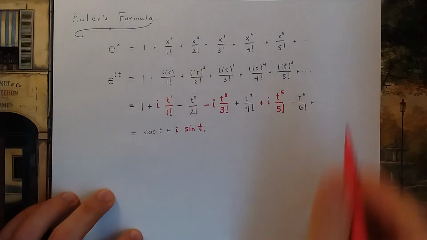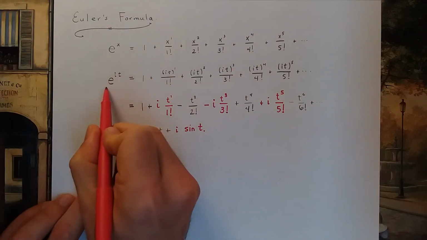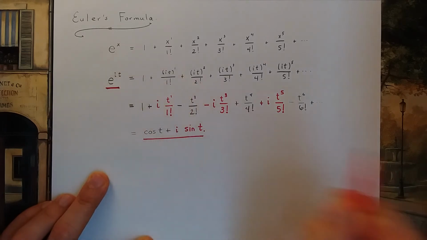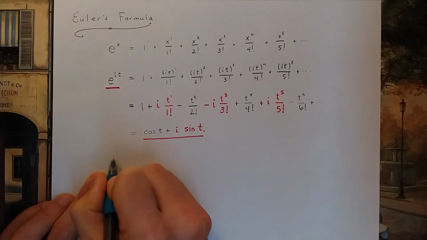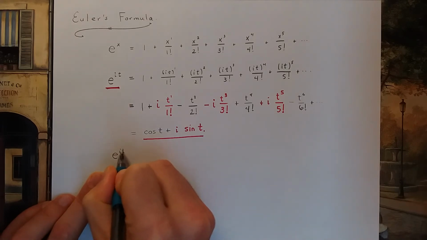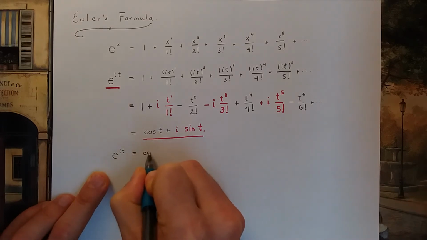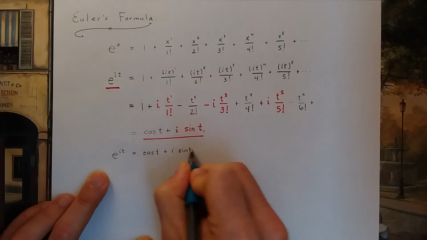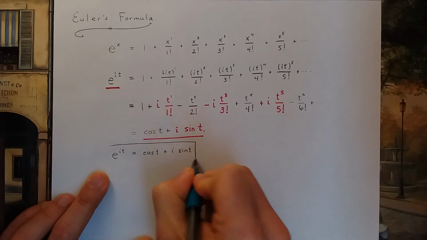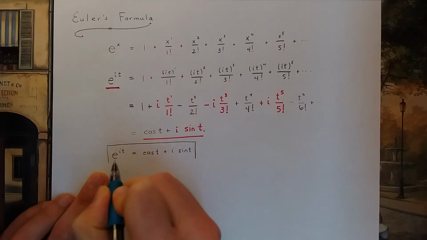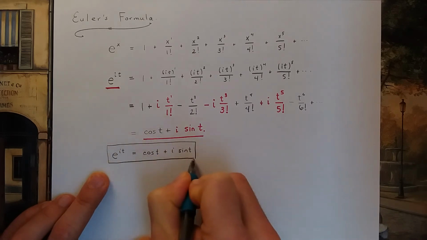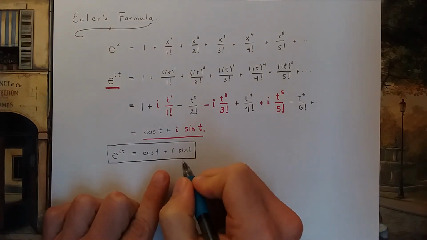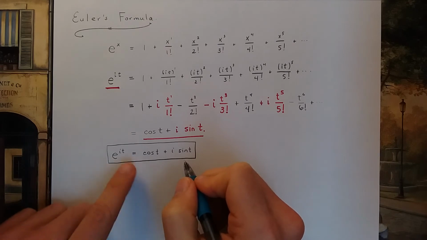So we get the amazing result that e to the it power is cosine t plus i sine t. An amazing result known as Euler's formula. And this is more than just a curiosity. This is actually a formula that's used extensively as you go on in mathematics.